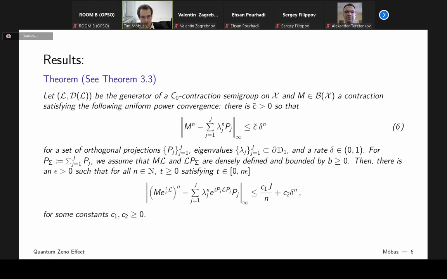However, to prove the Zeno sequence converges, we need a relatively strong assumption on the generator, which is that ML and LP sigma, where P sigma is just the sum of all Pj's, is bounded. And this also directly answers the question whether our Zeno dynamics is well defined, because if ML or LP sigma is bounded, we can just define the Zeno dynamics by the normal definition of the exponential function as series expansion.